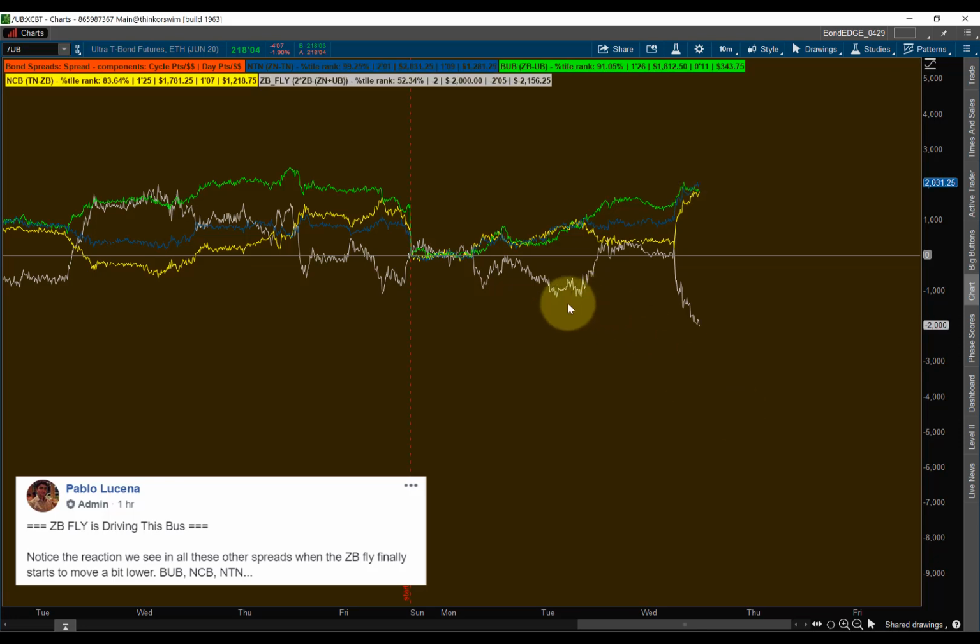So overall, when we see this, guys, think about the relative strength of the ZB contract. As that weakens, what's going on is the spreads are rallying. So the back end of the yield curve is really steepening.